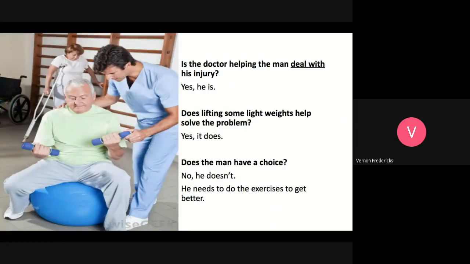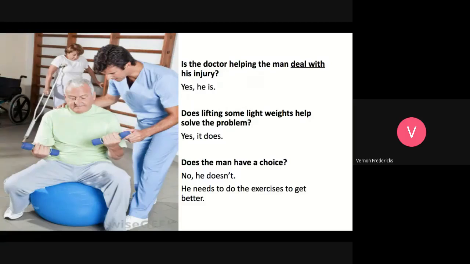Let's have a look at the picture there. What is the old man doing? There's a doctor with him. So he's sitting on a ball, and behind is a young lady or a little older lady walking on crutches. She's learning to walk again. So maybe these people are doing physiotherapy. Let's have a look at the questions.